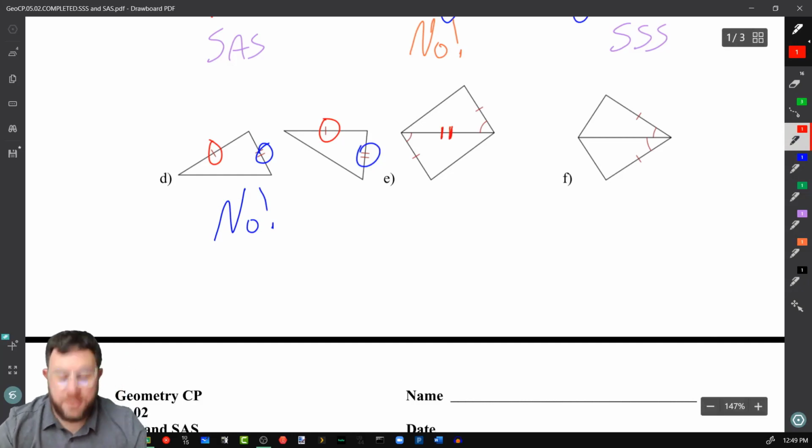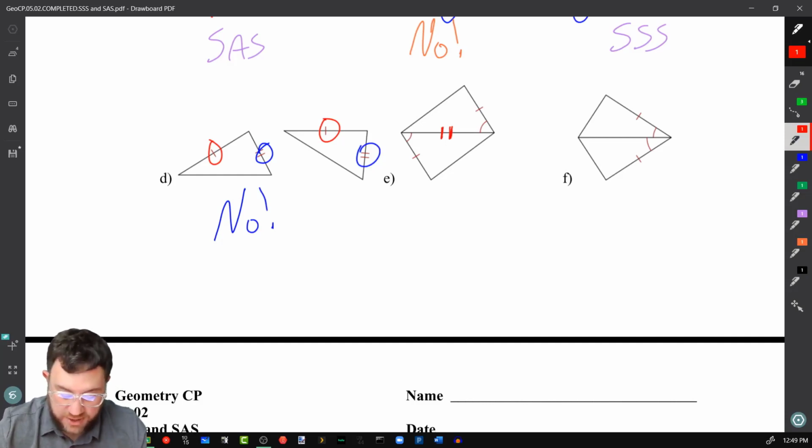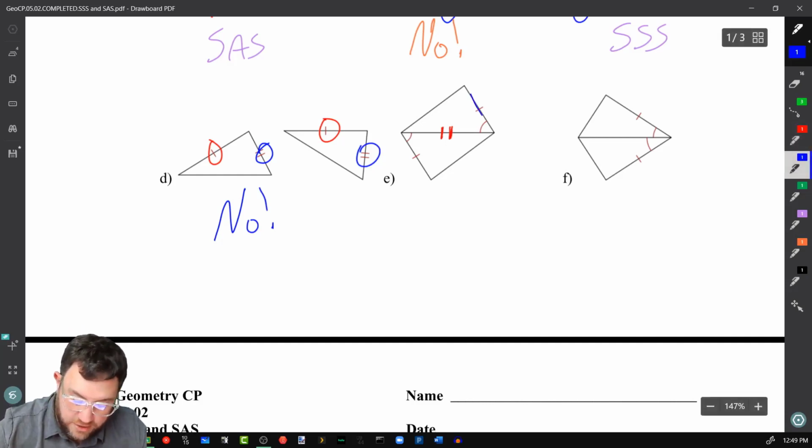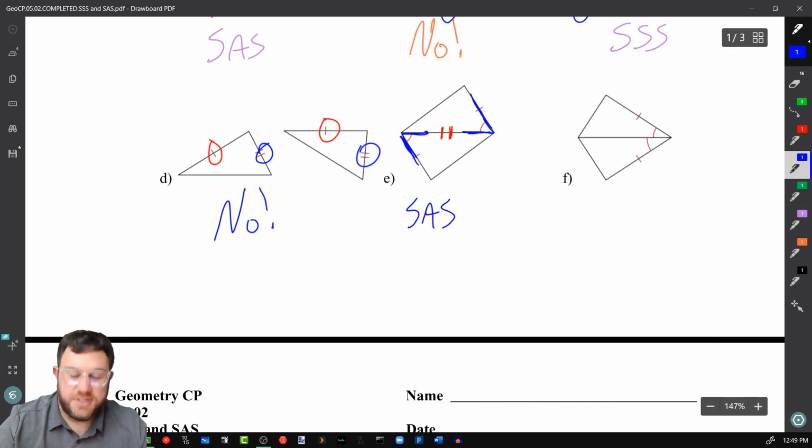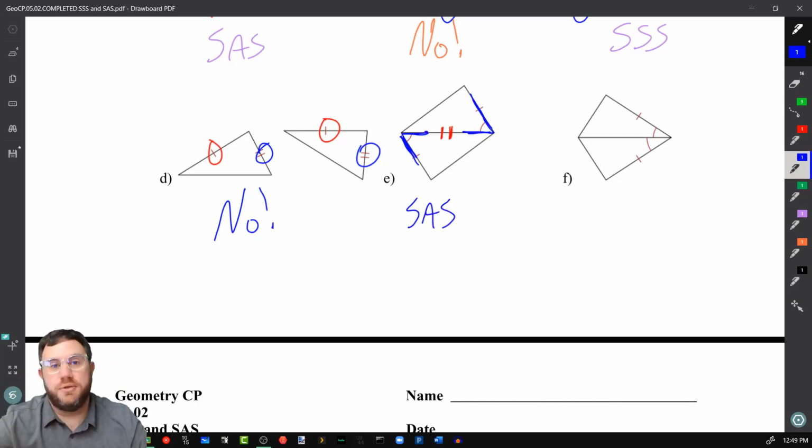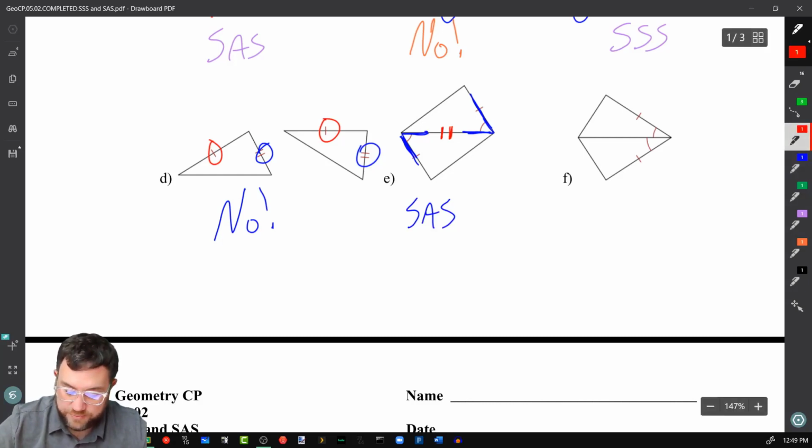On E, again, we've got a shared side, mark that. Now, is our angle included right there? It is. Is it included down here? It is. So since we have 2 sides and their included angles, we know that it is congruent by SAS.